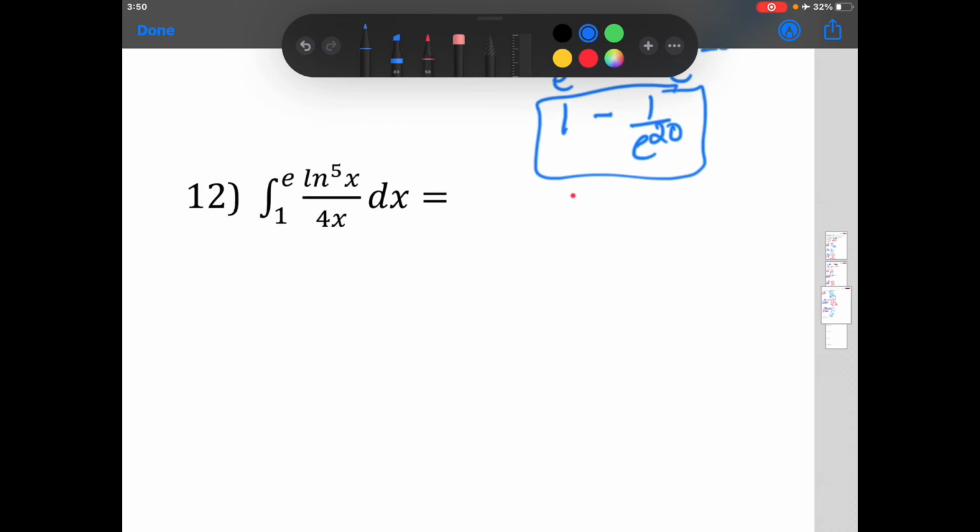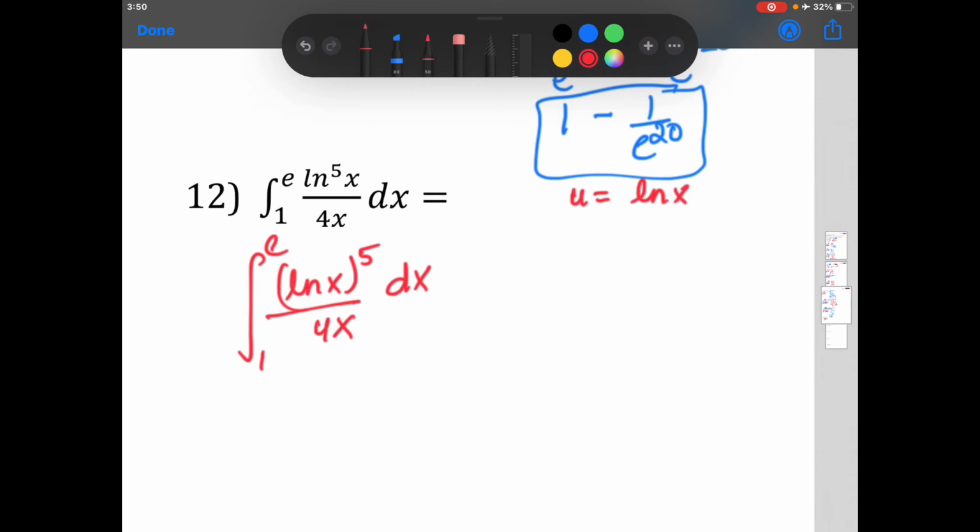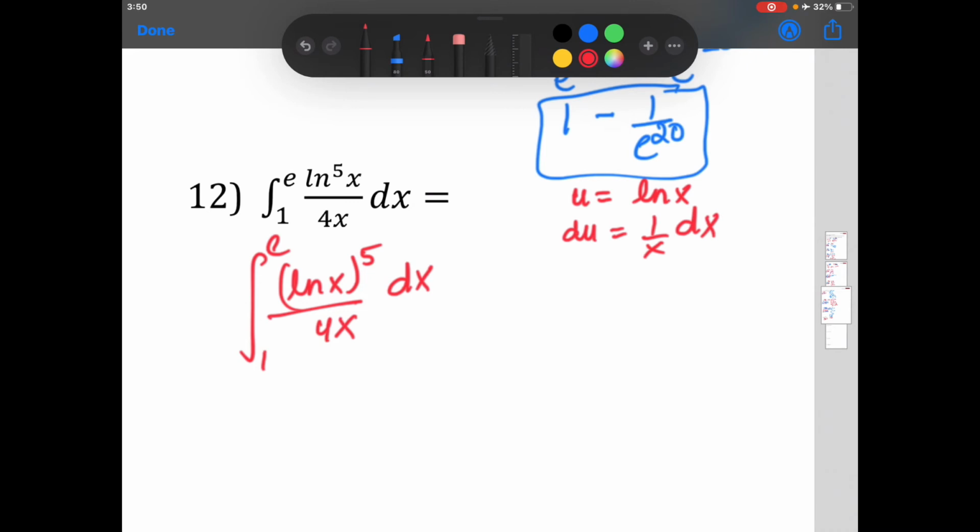Sorry about that. So here, what would I pick? If this helps, I want to rewrite this as ln of x to the 5th power over 4x. These bounds are again your x bounds, so be careful. So what do I pick my u to be? I'm going to pick my u to be ln of x. So my du is going to be 1 over x dx.